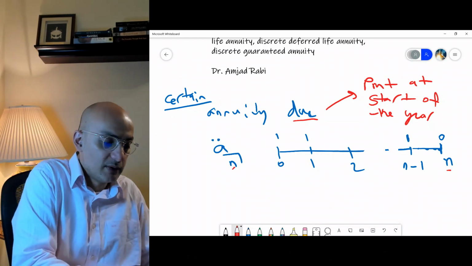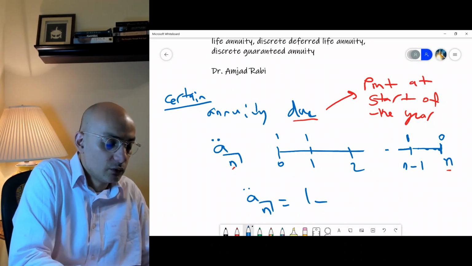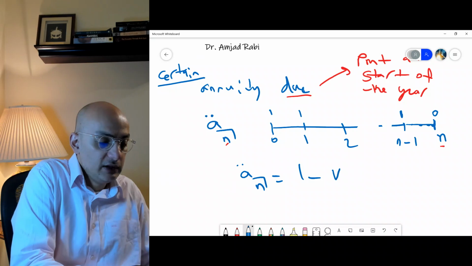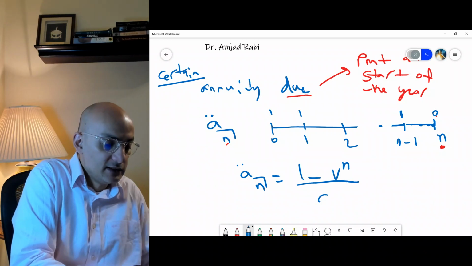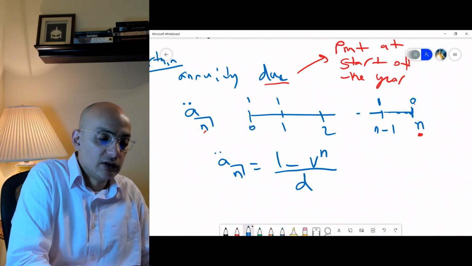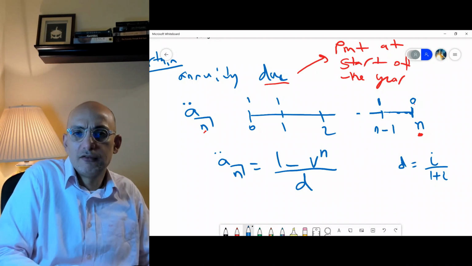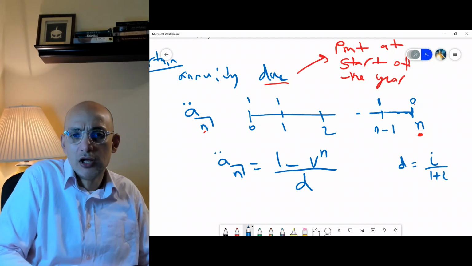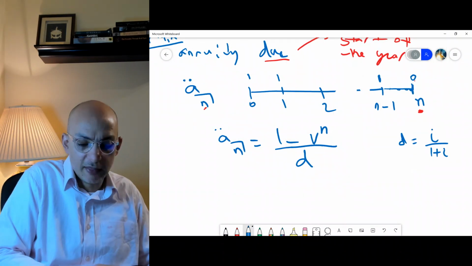Right? Because it's at the beginning of the year, and in interest theory we looked at this one as equal to 1 minus v to n, the same n here, divided by d. And what is d? You need to remember d is equal to i over 1 plus i. If you can't remember, you need to go to the review session of interest theory at the beginning of this course. I started with review of probability and review of interest theory. So you need to make sure that you understand these concepts.